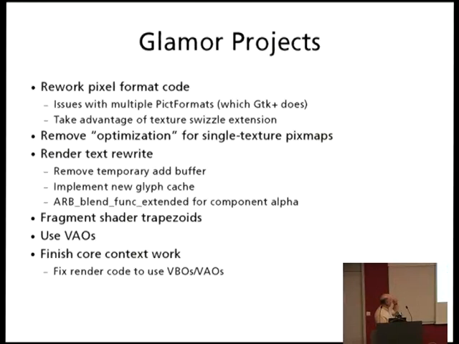I want to rewrite all the render text and the rest of the render stuff. Here's the short synopsis of what I'm going to do for text in render. Obviously, I would love to go play with rewriting the fragment shader-based trapezoid code. There was an early implementation of that wasn't compliant with the spec, and so we threw it away. We want to use vertex attribute objects, and we want to finish the rest of the work to transition Glamor to supporting core contexts. And with that, do you have any questions or comments?